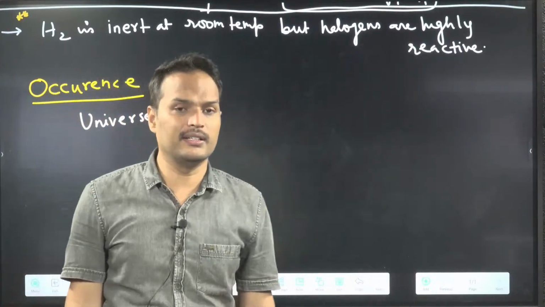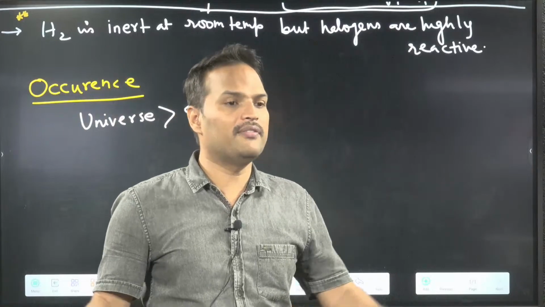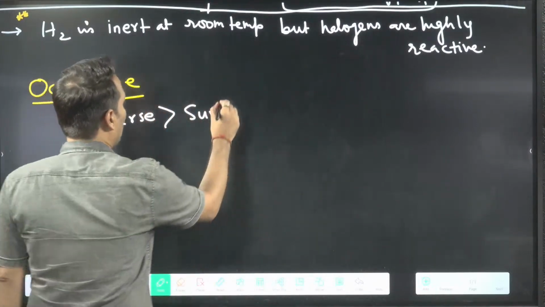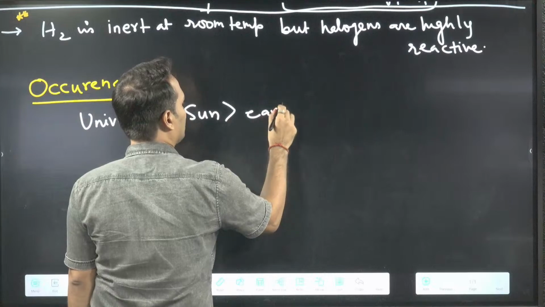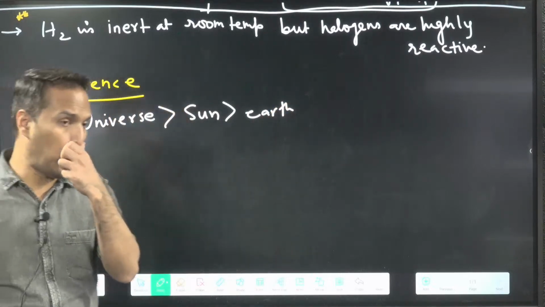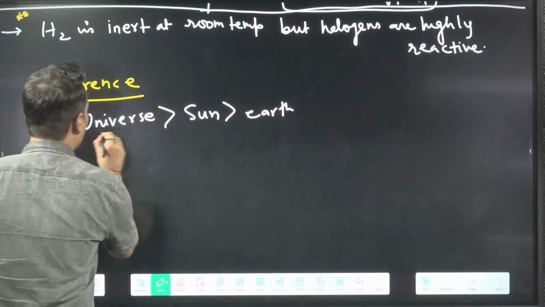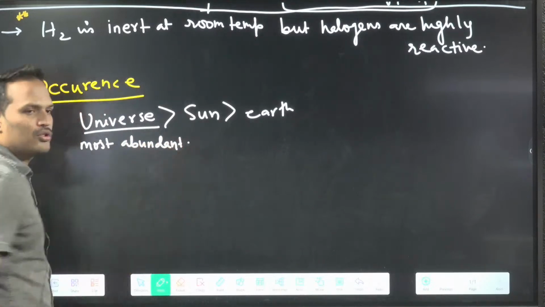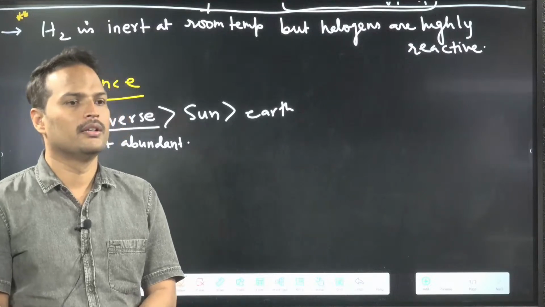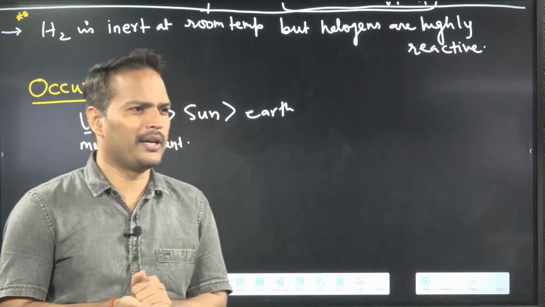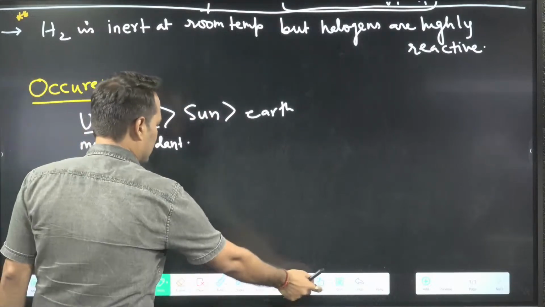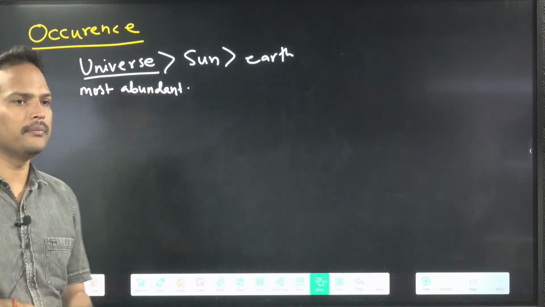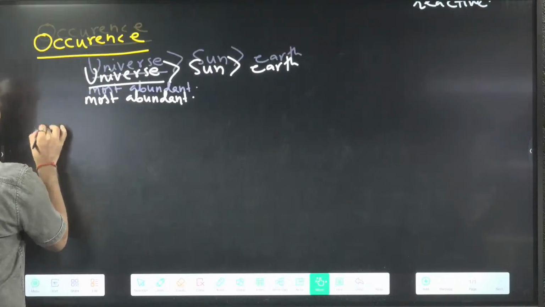Then it is present on the sun. They say that in the sun hydrogen is present as atoms. Then a fusion reaction takes place, hydrogen to helium, which is highly exothermic. And then it is present on earth. It is most abundant in the universe. Clear? So we will talk about all these points. In the earth crust it is around 9th in abundance. Clear? Done?